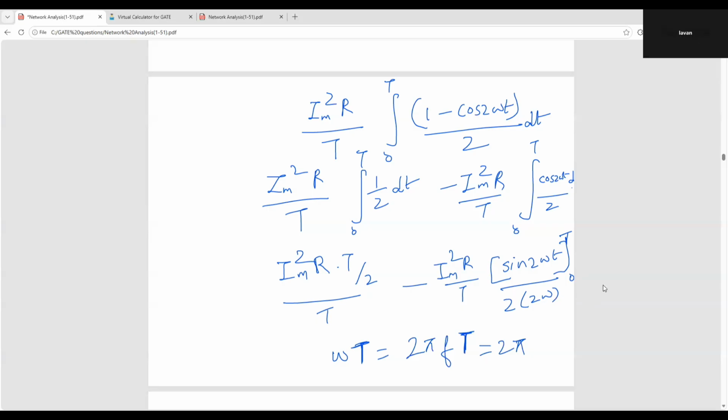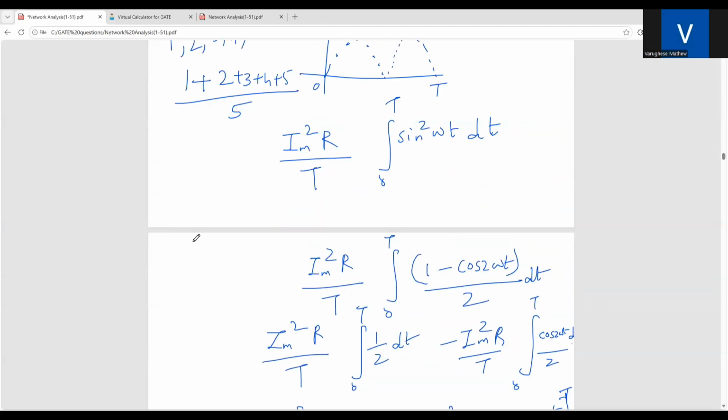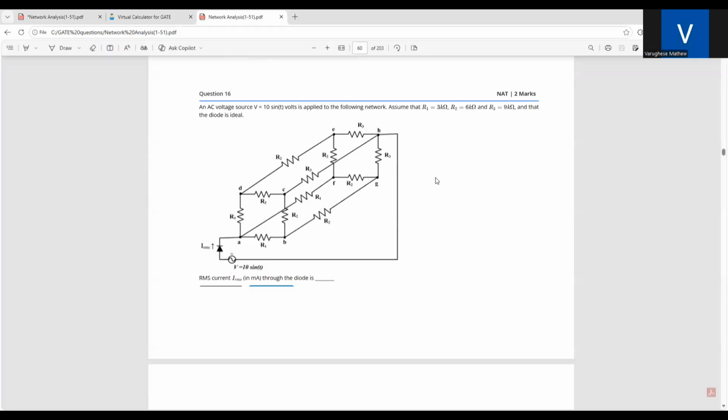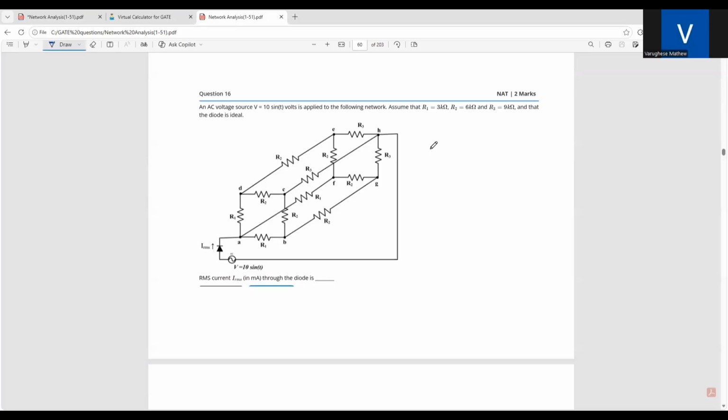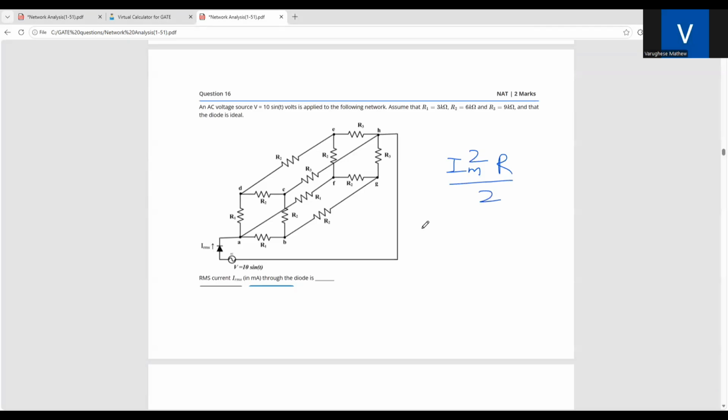So only this term will be there. This t and this t will get cancelled. So you will get Im squared r by 2. Understood? So average power is going to be Im squared r by 2.